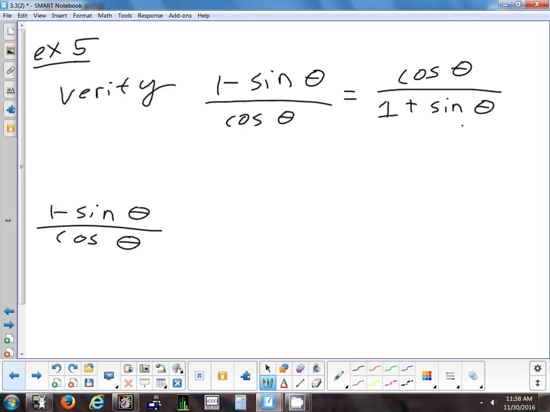Okay, so let's run through the different tricks we could use here. Any thoughts about changing everything here to sine and cosine? It already is. So changing to sines and cosines isn't going to help.